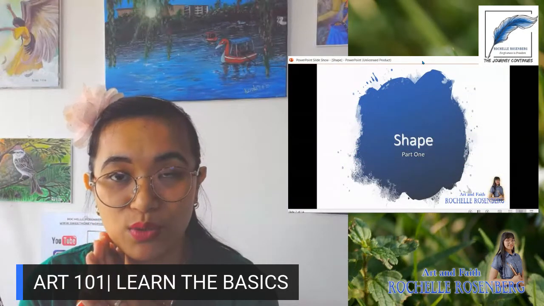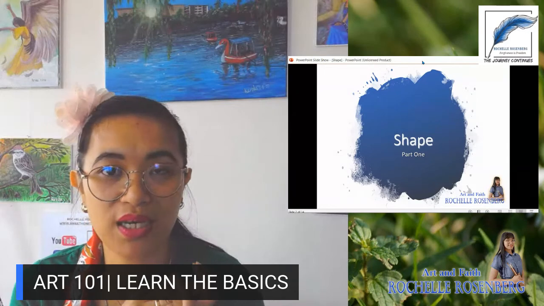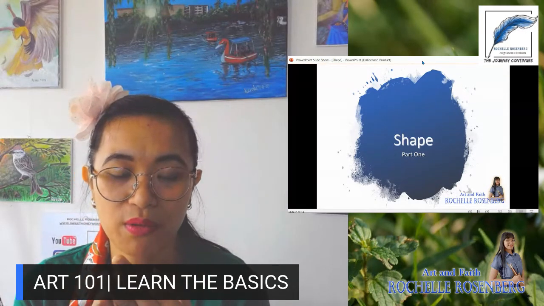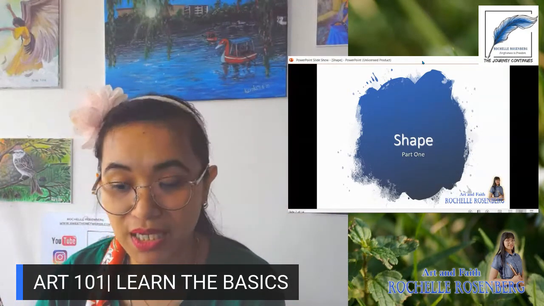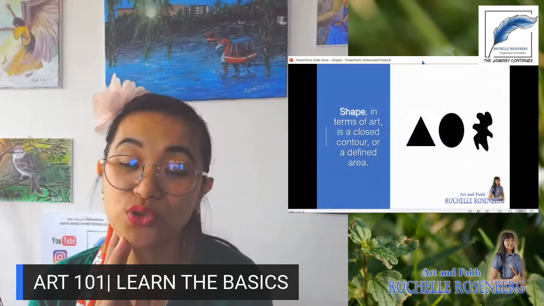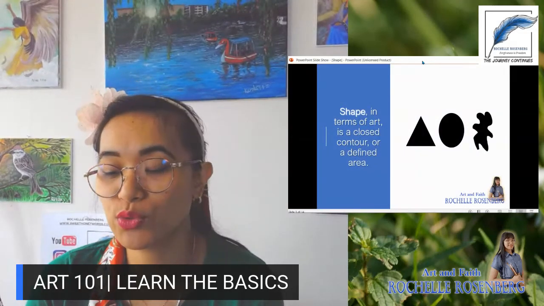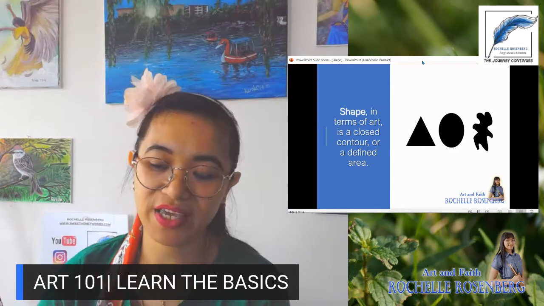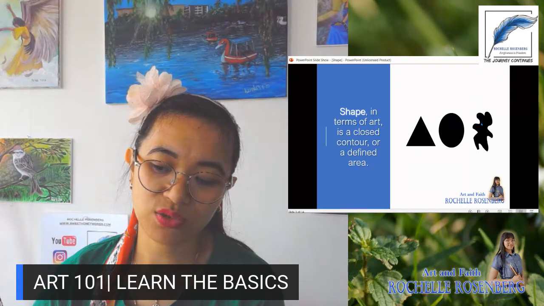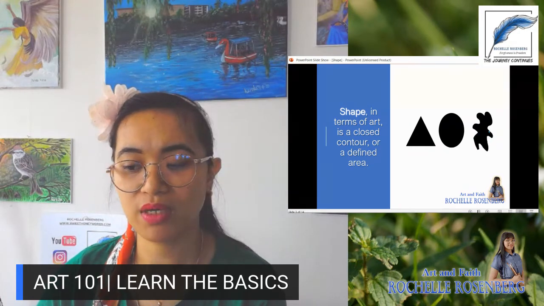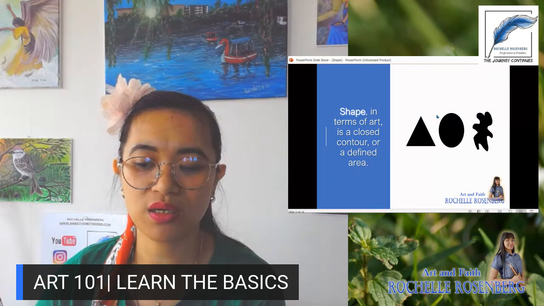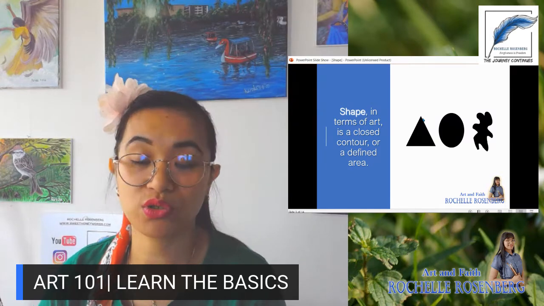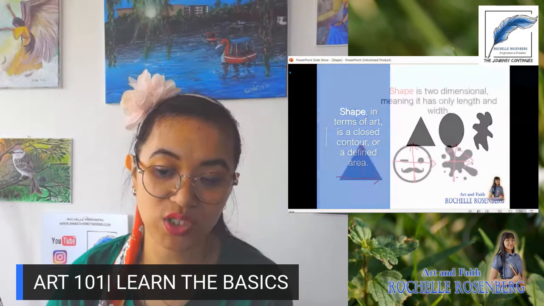This is part one of shape, and it's the same with lines. There are three parts, but I just showed you the roundup of its meaning. Shape in terms of art is a closed contour or a defined area. Imagine the surrounding of this shape. This is like a liquid shape, and this is the closed contour. It's the same with the triangle, the circle, and the other shapes there.